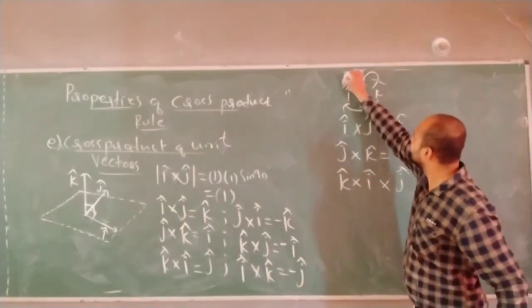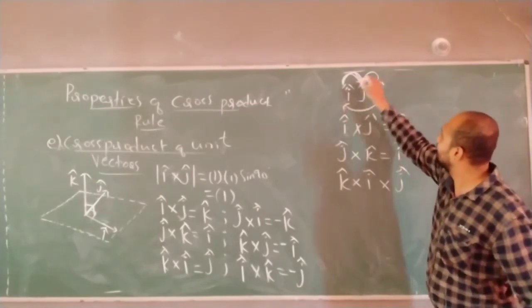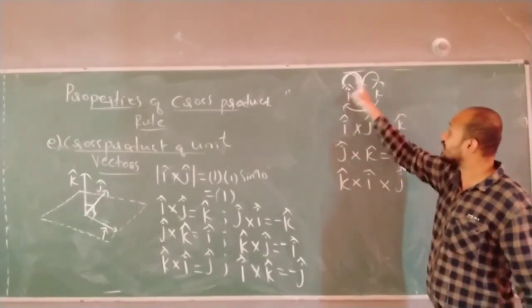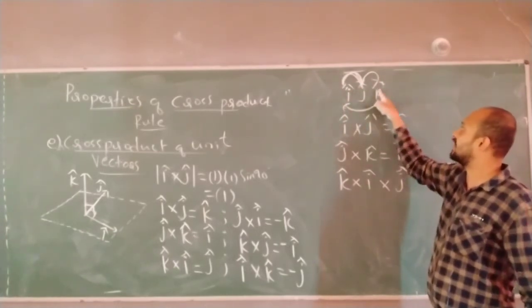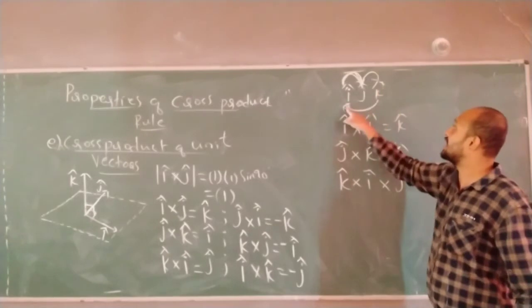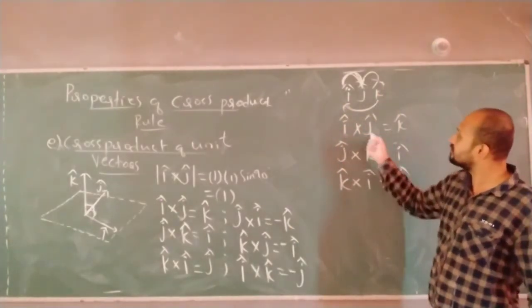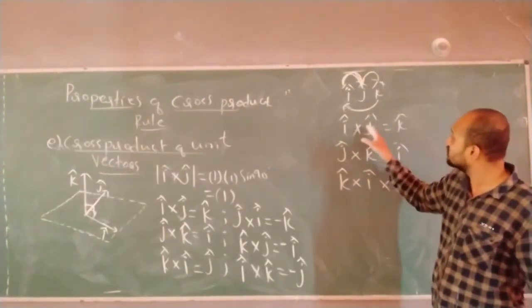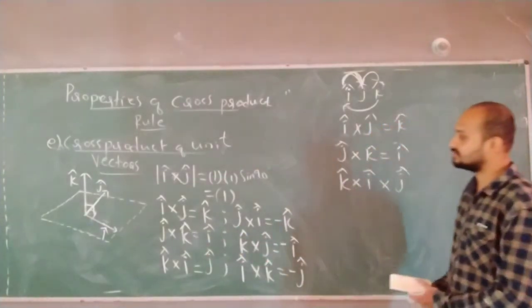In i, j, k, the cross product of i and j will give you k, k and i will give you j, j and k will give you i. They must be in the same order, like this: i cross j gives k, j cross k gives i, then k cross i gives j. Correct? Now, if you interchange, i cross j is k cap, j cross i will become minus k cap. Correct?